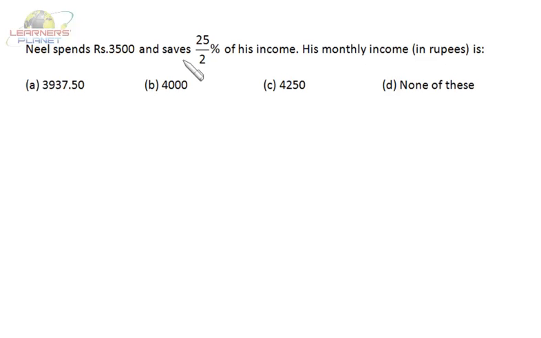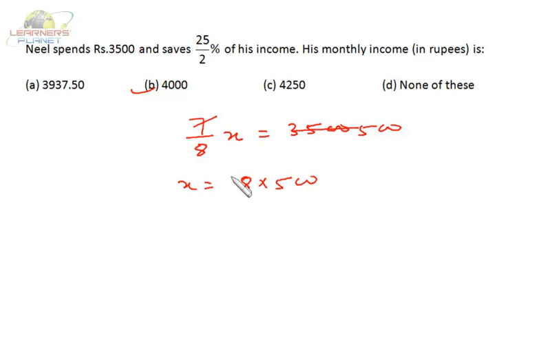Suppose his total monthly income is X. Then 7 by 8 of X is 3500, since he is spending 3500, which is 7 by 8 of his total monthly income. So we can calculate it very easily. It's 4000. Okay, 8 into 500. Isn't it very simple?